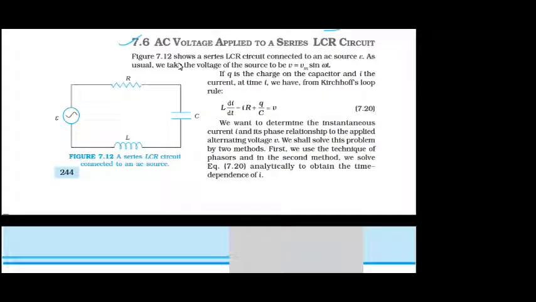Today we'll start with AC voltage applied to a series LCR circuit. Figure 7.12 shows a series LCR circuit connected to an AC source E. As usual, we take the voltage of the source to be V = Vm sin ωt. Now, let us try to derive the equation separately so that it will be easier for you.